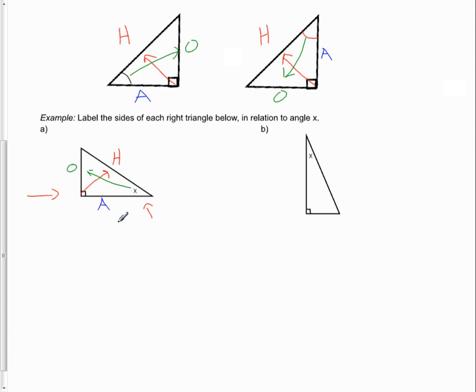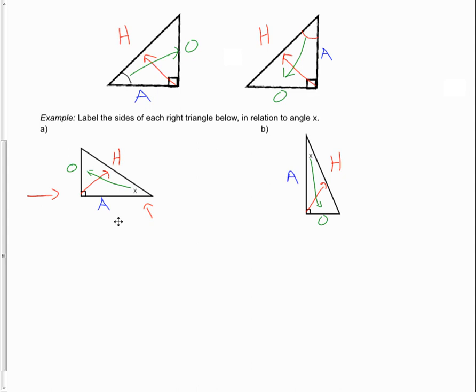Now, if we look at example B, this is very similar to the example above. The angle in question that we're given is up at the top. The first thing we need to do is label our HOA. Our hypotenuse is always directly across from the 90-degree angle, so that's our hypotenuse. We want to label our opposite, which is across from the angle in question, so our opposite is down there. And finally, we have our adjacent side.